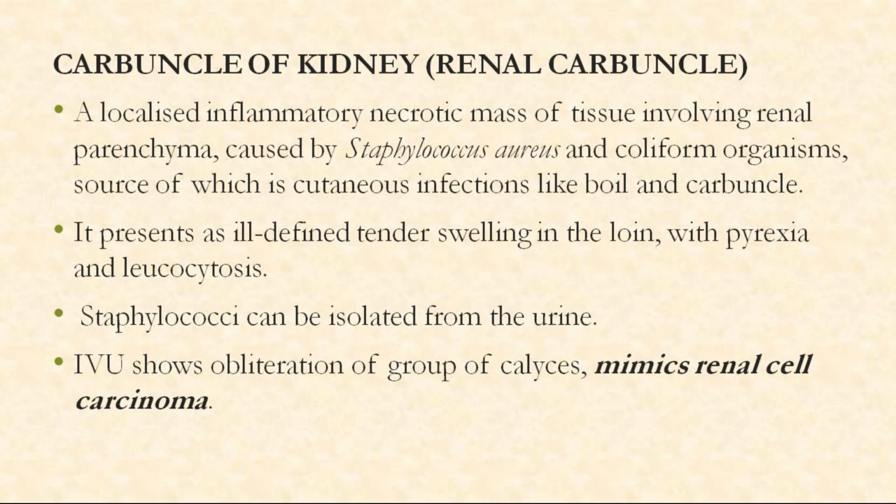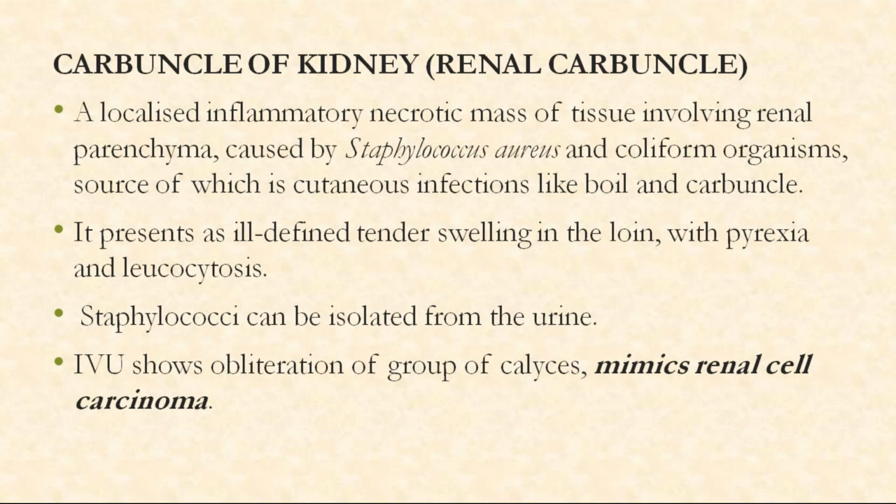What is the source of infection for the development of carbuncle? The patient may have a boil or carbuncle, especially seen in diabetic individuals. That is the source of infection to develop the carbuncle. This carbuncle is ill-defined, with ill-defined borders. Next, there is a tender swelling in the loin associated with pyrexia.